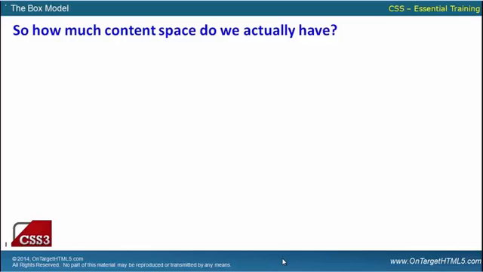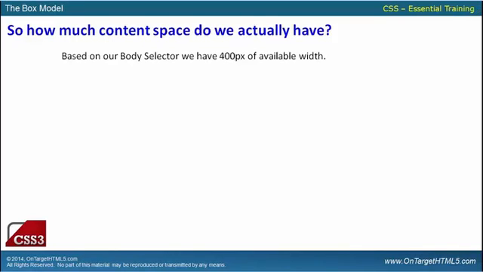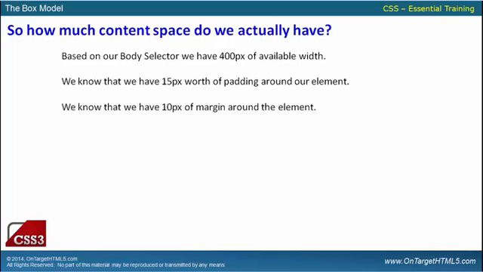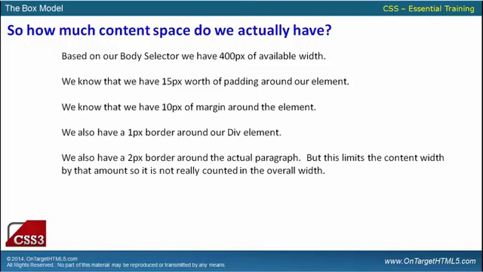So based on those settings we just looked at, how much content space do we actually have? Well, we have to remember, based on our body selector, we have 400 pixels of available width. We know that we have 15 pixels worth of padding around the entire element, so that's top, bottom, right, and left. We also know that we've added a 10 pixel margin around the entire element. We also have a 1 pixel border around our div element. And we have a 2 pixel border around the actual paragraph, but this limits the content width by that amount, so it's not really counted into the overall width.